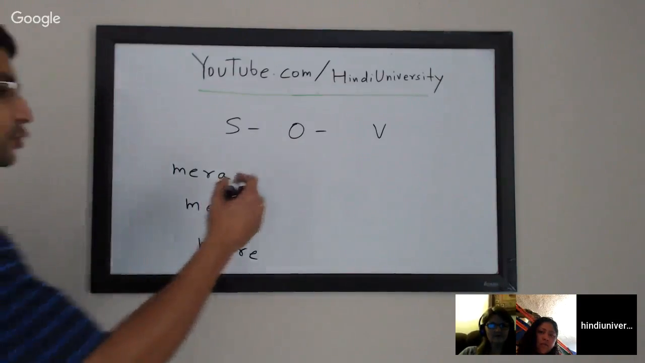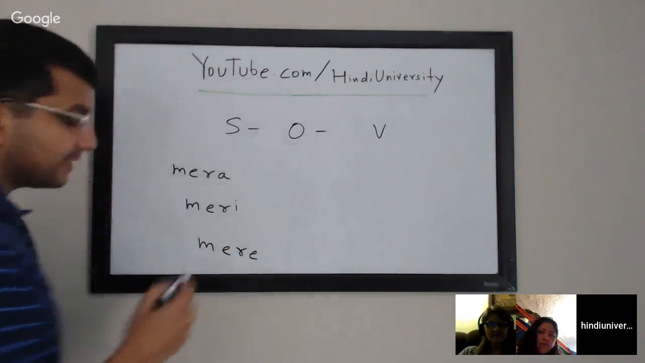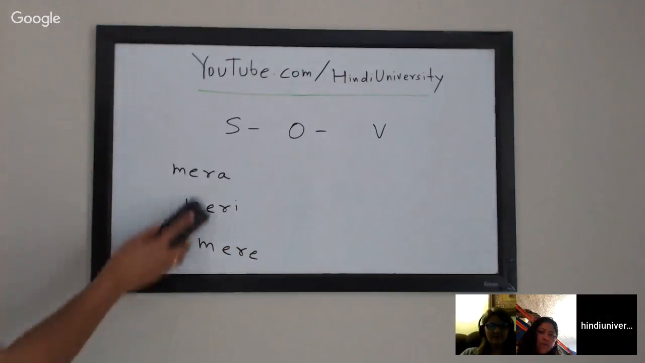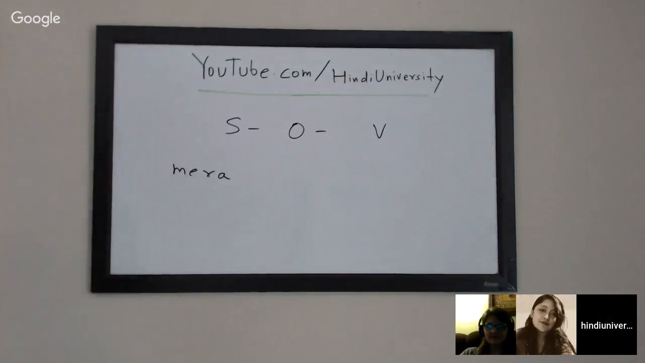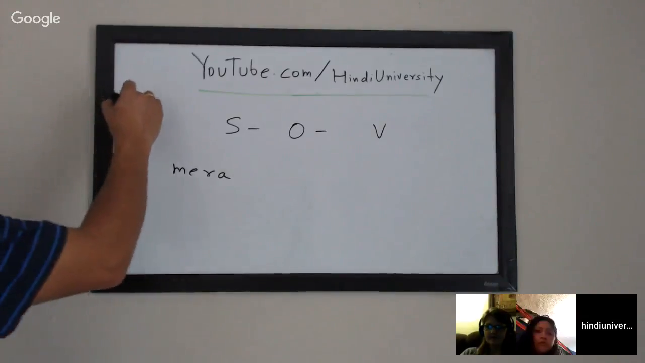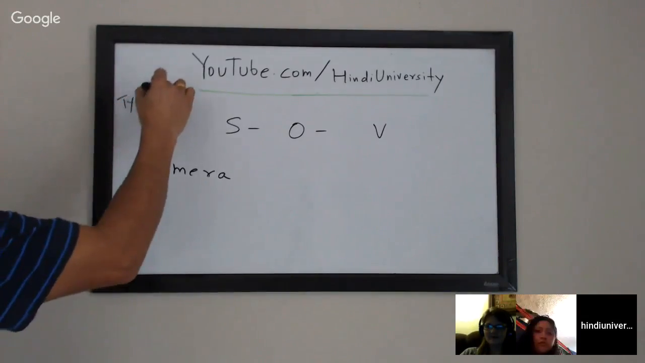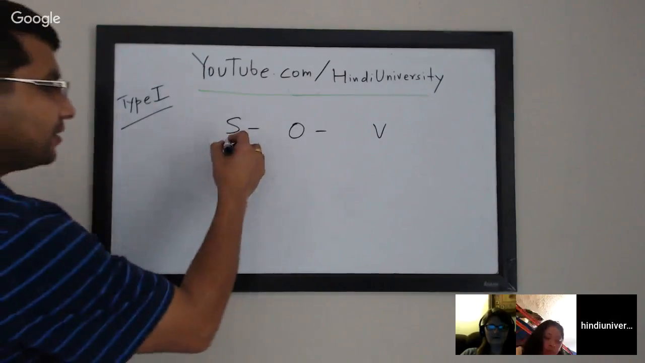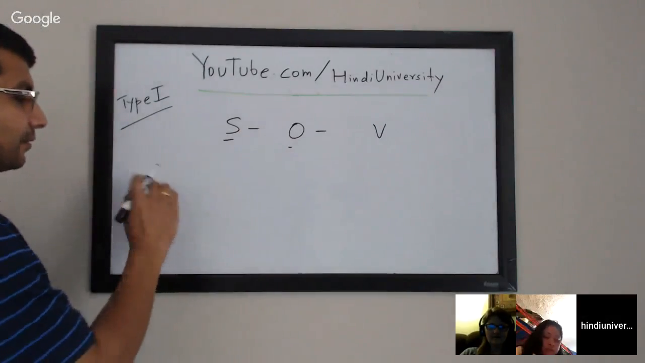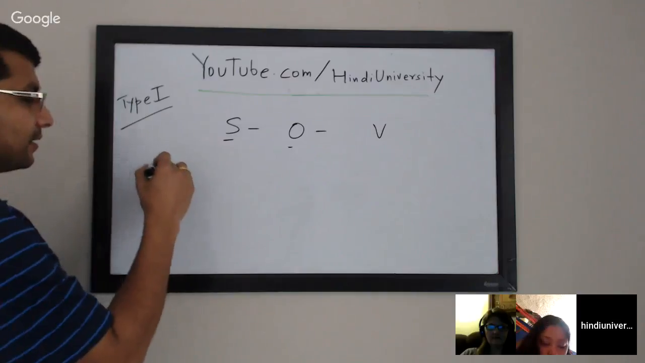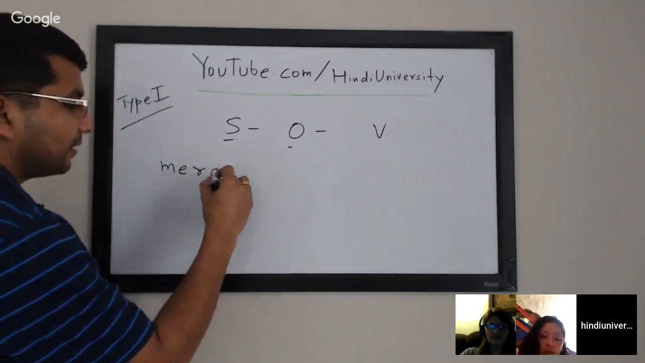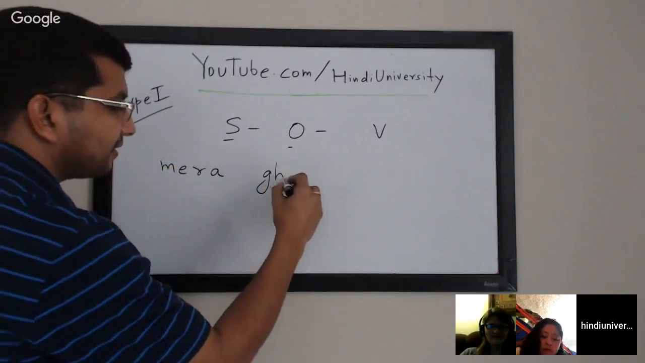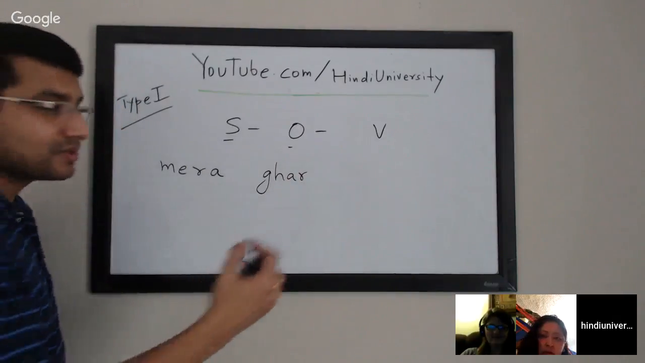So the first one is mera. And as I said, the simplest thing you can say, and now I'm jumping to type 1 sentences, which are nothing but sentences with 2 words. There is no verb, and all you're saying is you're using your subject and your object. So you're saying mera, and I can say mera ghar, my house.